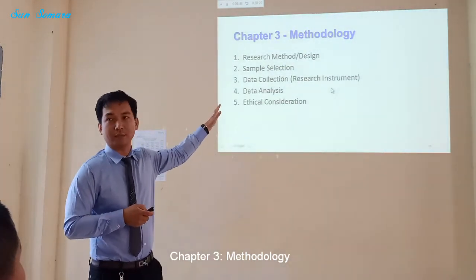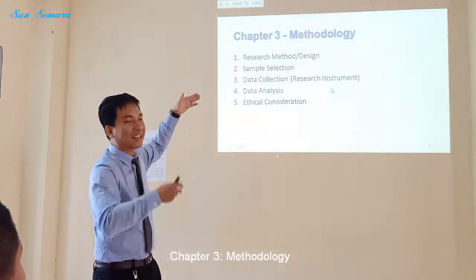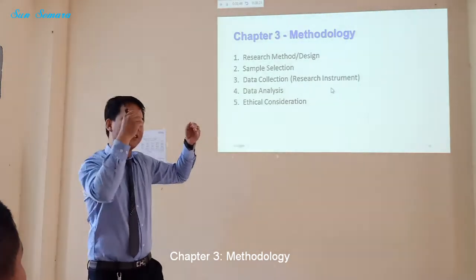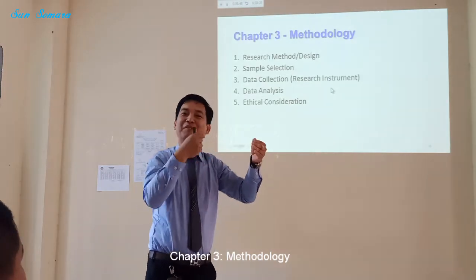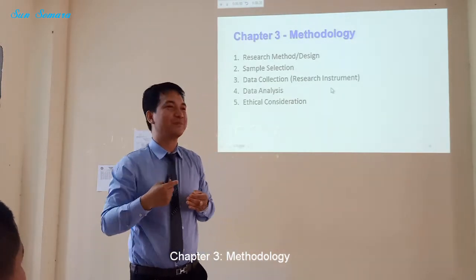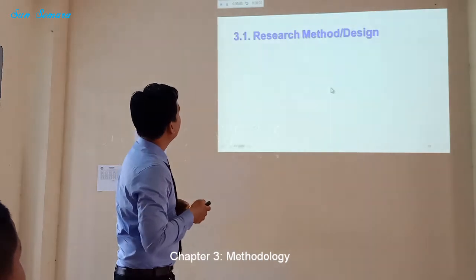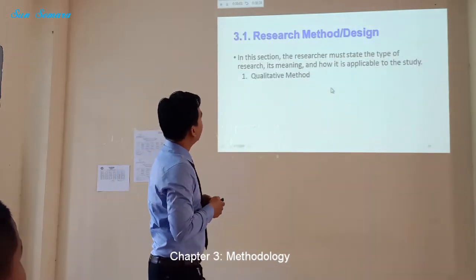There are 5 points. So I mean that now you know the skeleton of your research. What you need to do is put the meat inside the skeleton to make it become a real human being. Okay? Next, research method or research design.